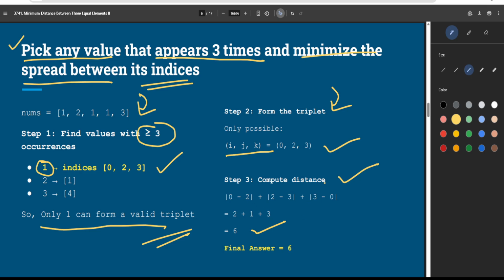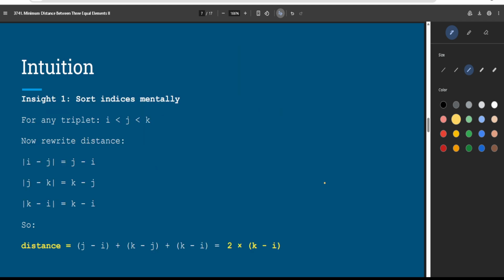Because we have to compute like this: i minus j, j minus k, and k minus i. These are absolute values, so you will get a positive value and it will give you some answer. That is called the distance, because we have to pick any value that appears at least 3 times, and we have to minimize the distance, which is basically the spread between its indices. Okay, so what does the intuition say here? There are multiple insights that we should understand before going further to the coding.